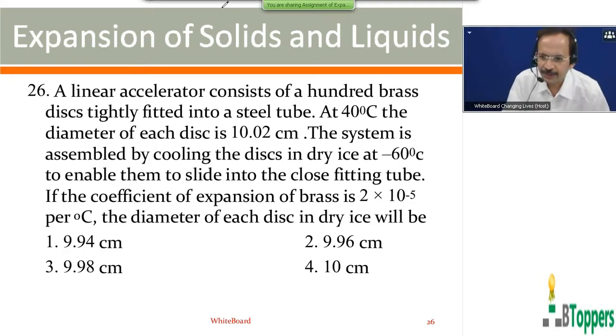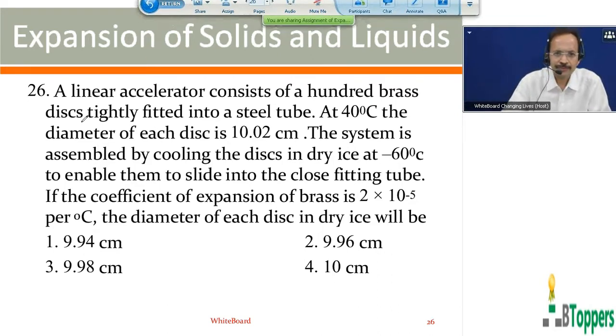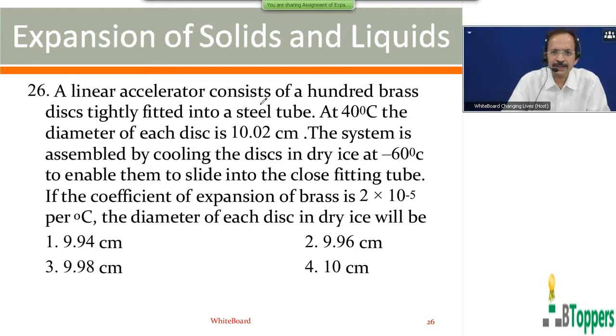I am going to read question number 26 now. A linear accelerator consists of 100 brass discs tightly fitted into a steel tube. At 40 degrees centigrade, the diameter of each disc is 10.02 centimeters. The system is assembled by cooling the discs in dry ice at -60 degrees centigrade to enable them to slide into a closed fitting tube. The coefficient of expansion of brass is 2 into 10 power minus 5 per degree centigrade. The diameter of each disc in dry ice will be?